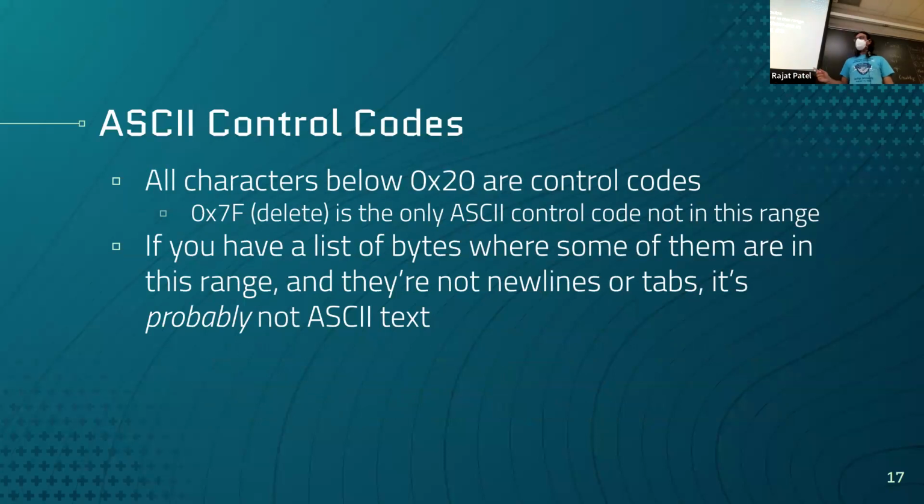So all characters below hex 20, which is 32, are control codes. And there's also a bonus one, which is the last control code, or the last ASCII character, hex 7F or 127, which is delete. And it's the only control code which is not in this range. So if you have a list of bytes where some of them are control codes and they're not new lines or tabs or stuff like that, then you can probably take a guess that it's not going to be ASCII text, because it would be pretty weird if you had a bunch of those control codes in your text.